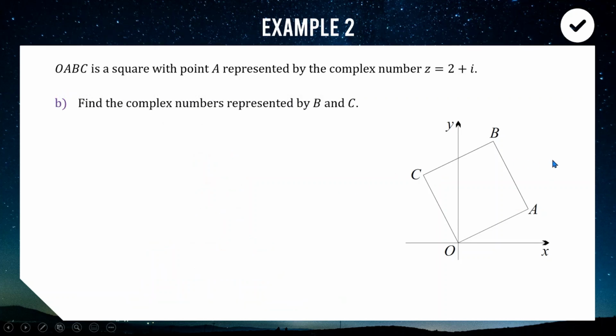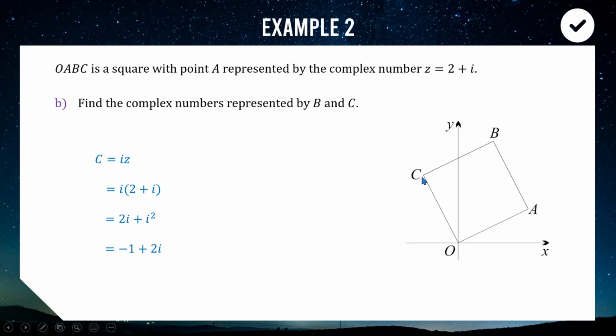Okay, part B, find the complex numbers represented by B and C. So we have the complex number A, we've got 2 plus i. We're gonna figure out what C is, and then we're gonna figure out what B is. If you think you've already got an idea, please pause and have a go. So to find C, as we saw in part A, well, the complex number C is just A multiplied by i. So that's what we'll do. We're gonna do C equals i times z. So we're taking our 2 plus i, we're multiplying it by i, so we get 2i plus i squared. So we end up with -1 plus 2i is the point right there.